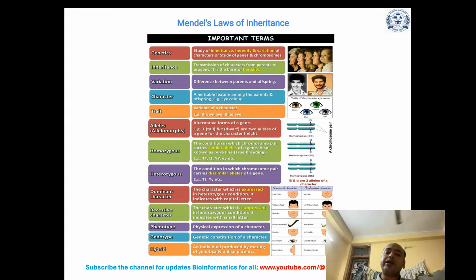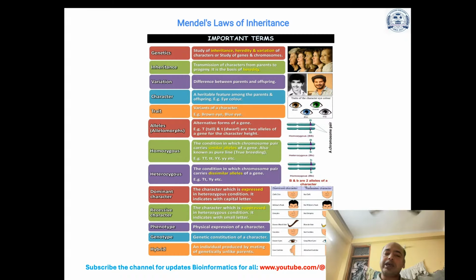Now, the important terms. As you have seen: genetics, inheritance, variation, and then characters. A character is, for example, a heritable feature among the parents and offspring, like eye color, right? Variants of a character, for example, brown eye or blue eye. Alleles or allelomorphs are alternative forms of a gene.